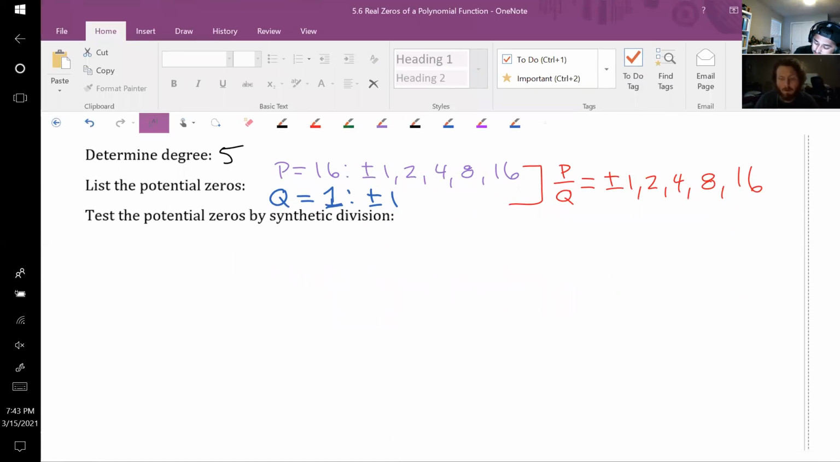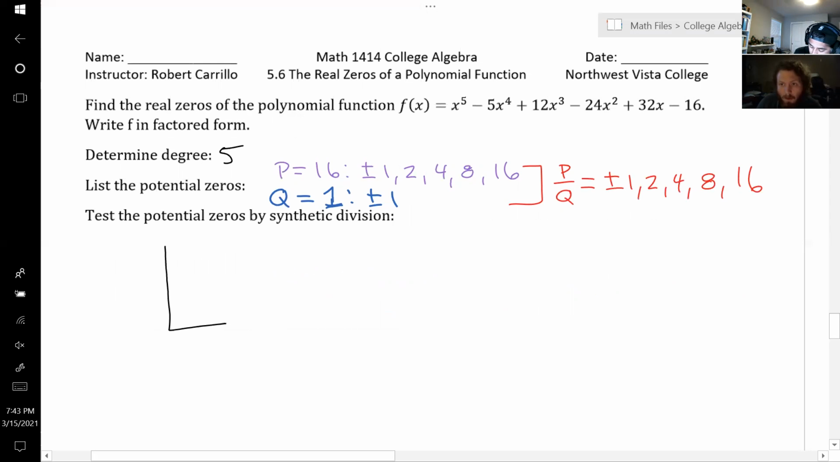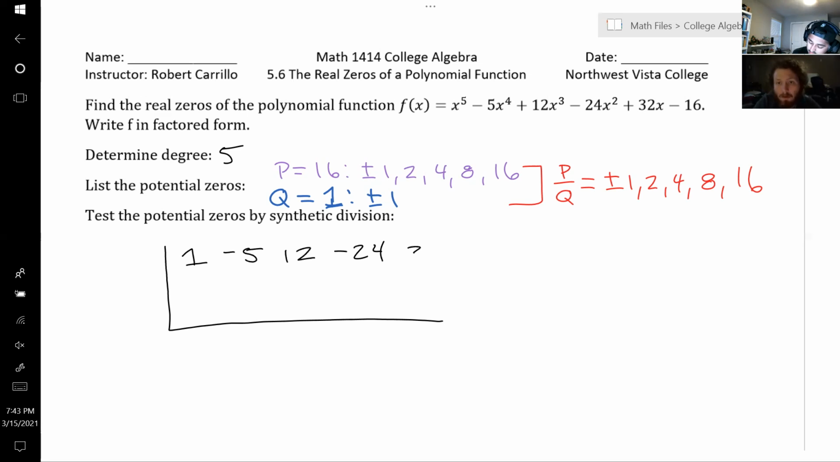Now let's set up for synthetic division. All powers accounted for: 5, 4, 3, 2, 1, 0. So 1, -5, 12, -24, 32, -16. Right? 5, 4, 3, 2, 1, 0. And the 1 comes down. All right. Well, we got 1, 2, 3, 4, 5. We get 10 tries. What number would you like to start with? One. Let's start with 1.